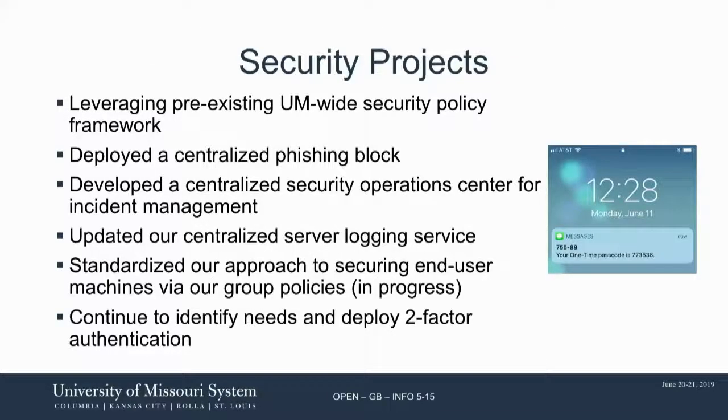Other things that are happening under IT transformation. We have our security groups. We've had a pre-existing system-wide security policy program for several years. Since we actually started working on this under the auspices of administrative transformation, we've just deployed a centralized phishing block. We've developed an approach to a centralized operations center for incident management. We've updated our server logging for forensics. We've standardized our approach to securing end-user machines with group policy across the security spectrum. And we're continuing to identify and deploy two-factor authentication for increased security to university assets.